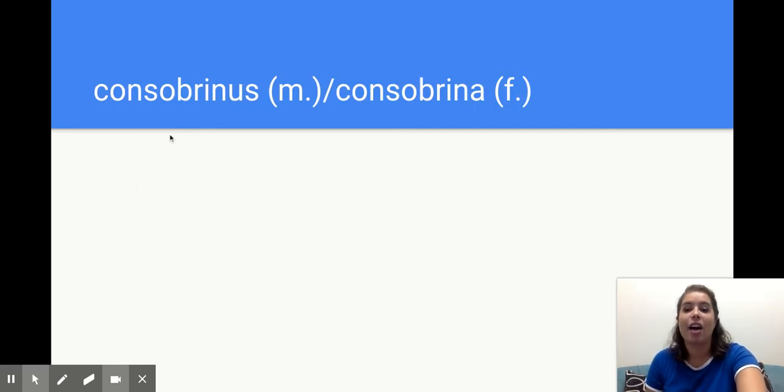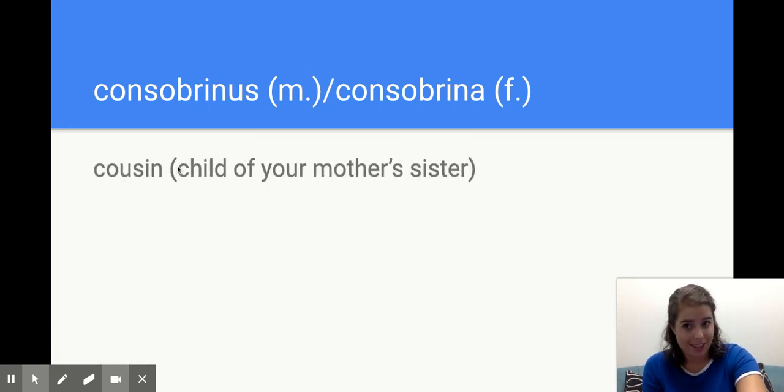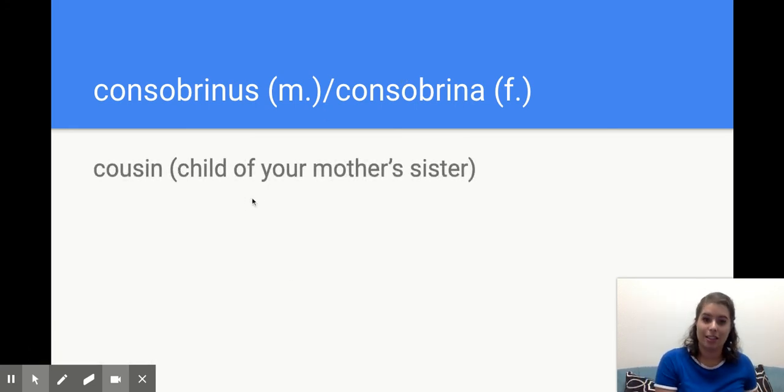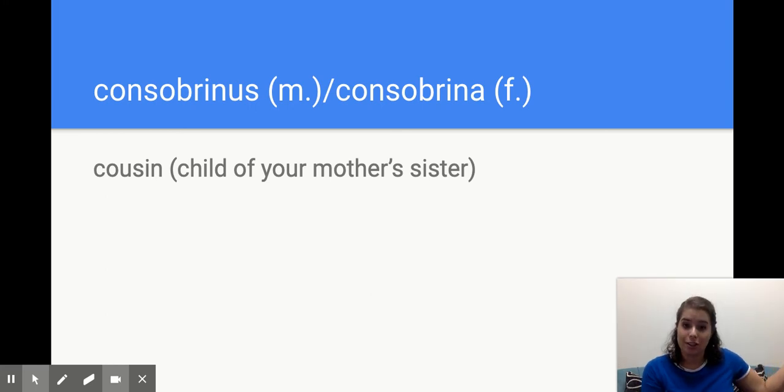All right, and then we have consobrinos and consobrina. And this is one where both of these mean the same thing, but they do have slightly different forms for the masculine, meaning the boy cousin, or the feminine, the girl cousin. So this cousin is the child of your mother's sister. So if your mom has a sister, and that aunt has a child, that would be your consobrinos or consobrina, depending on if it's a boy or a girl cousin.